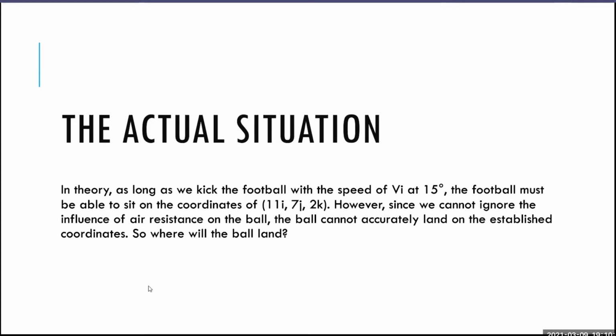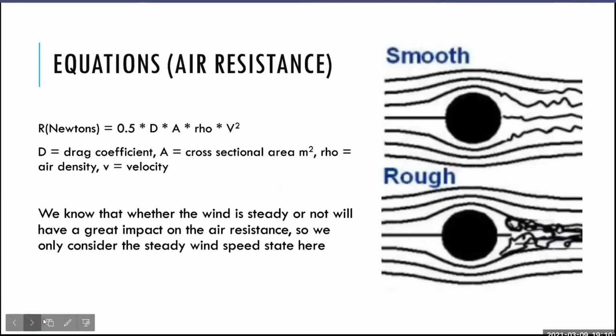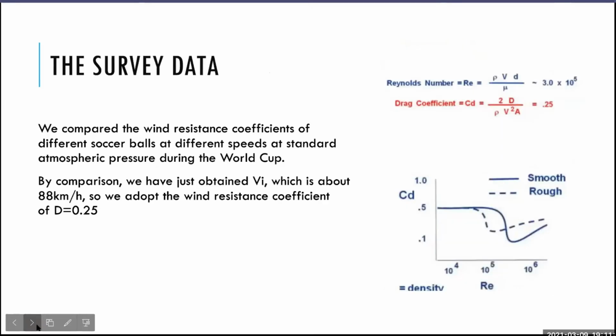So our question is, where will the ball actually land? For this question, we first found some articles on air resistance. Then we get here: we know that the resistance equals the equation we wrote down. And we know that whether the wind is steady or not will have a great impact on the air resistance, so we only consider the steady wind speed state here. And that's it. Next page, please.